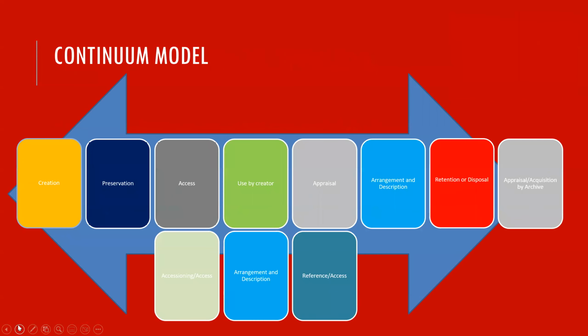That brings us back to this idea of the continuum model. So the idea that appraisal doesn't take place just once, but that ideally it's carried out by archives throughout the entire life cycle of the record. So from the moment of creation on, and even to the indefinite future, once records are in archives. There's a lot of truth to the idea that appraisal in archives continues on into the indefinite future.